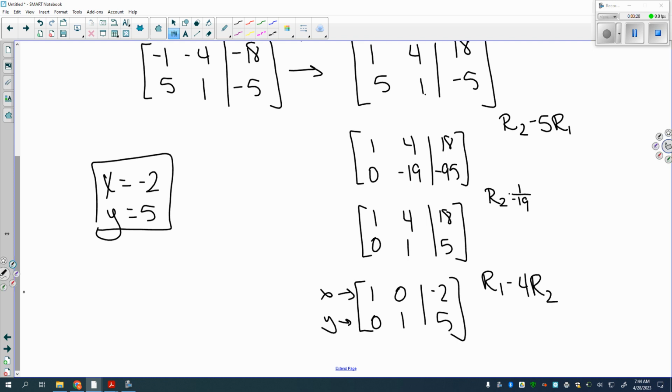Be careful with this. Lots of little places to make errors. Have to just be careful with your arithmetic and your multiplying.